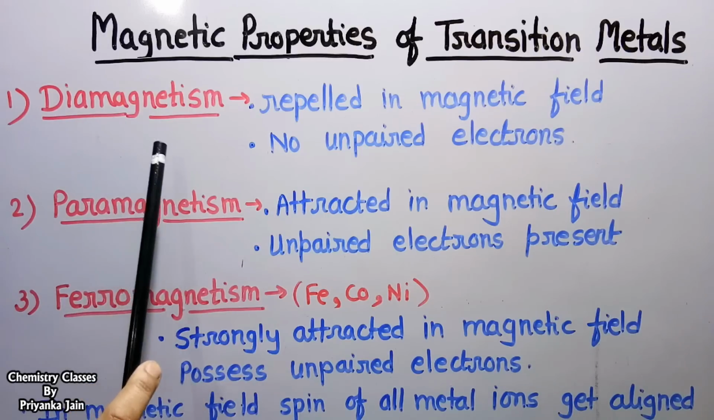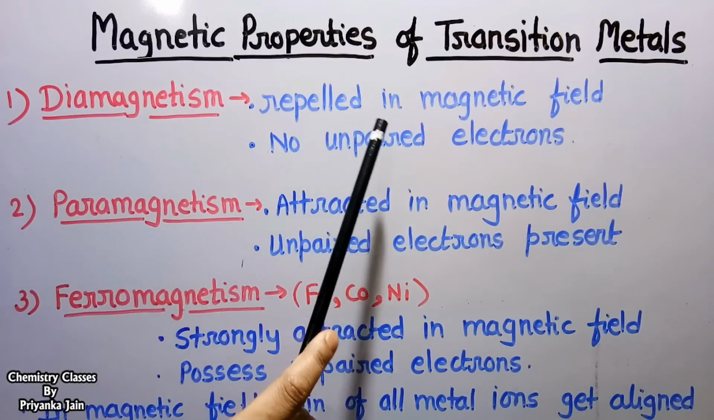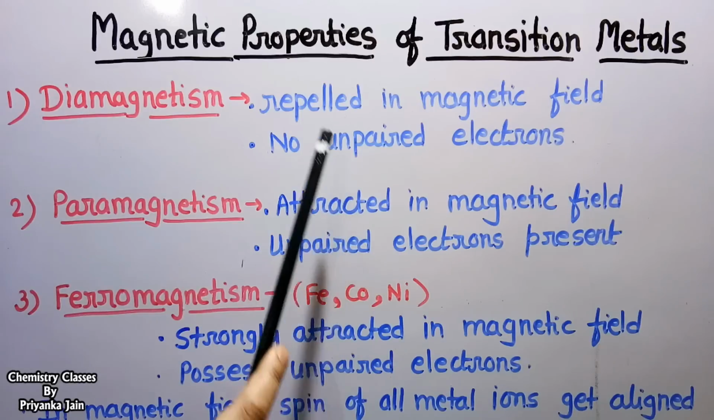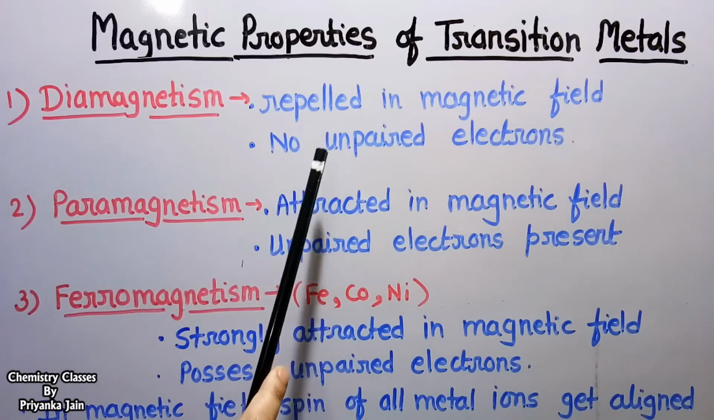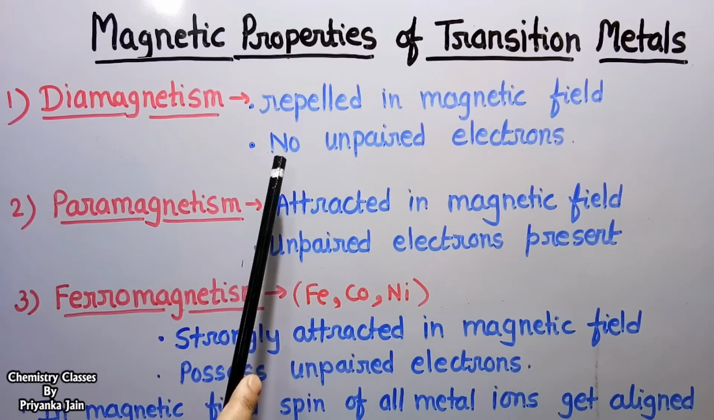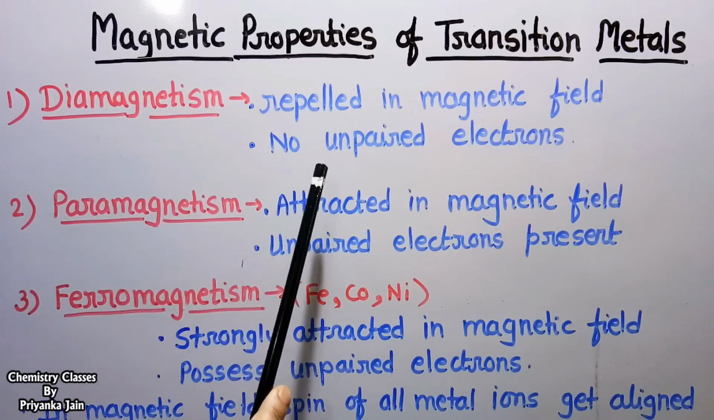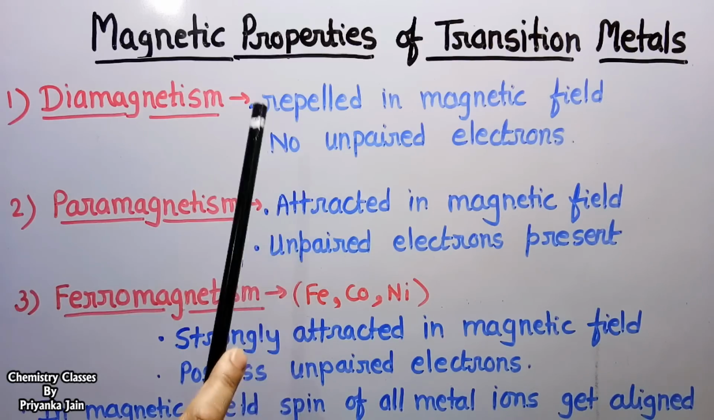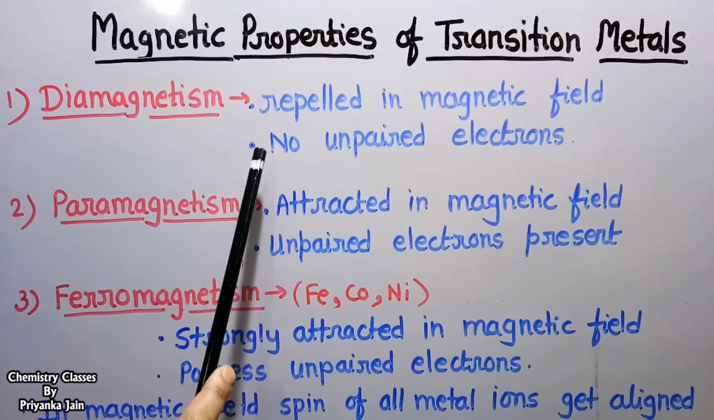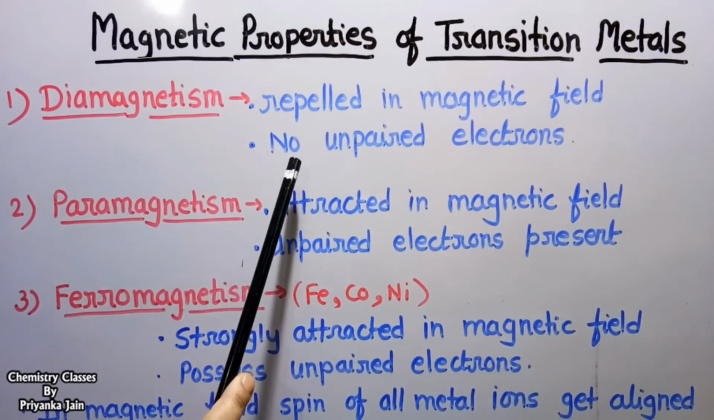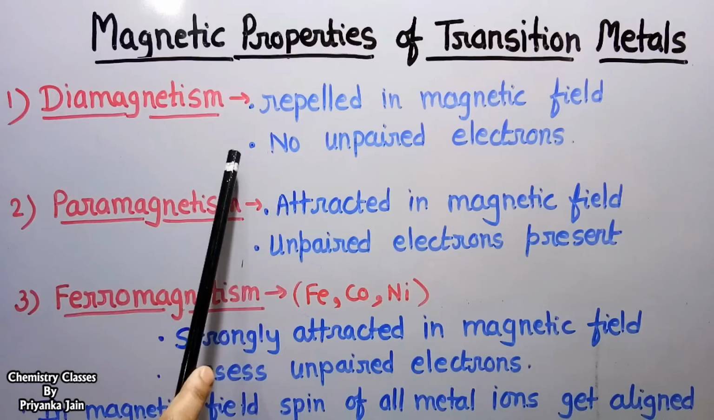In this phenomenon, the compound is repelled in the magnetic field, and such a phenomenon shows when the compound possesses no unpaired electrons. It means all the electrons are paired, then the compound is repelled in the magnetic field, and it is called diamagnetic.